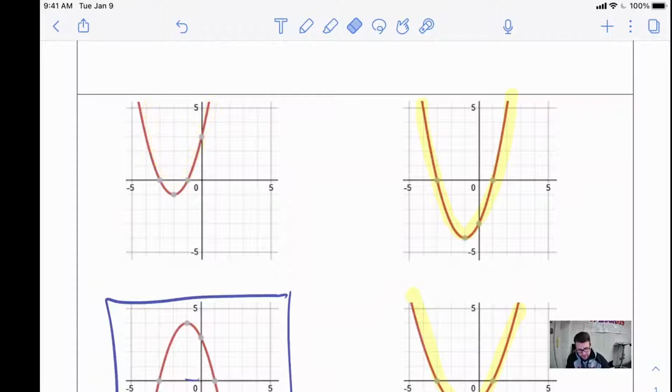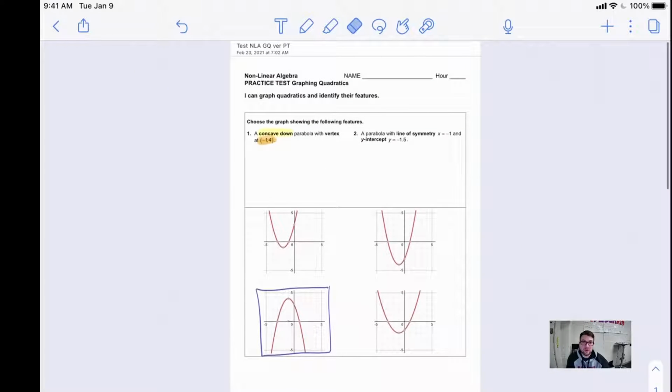Nice job. And like I said, just using your information kind of smartly, in that one, just looking at the concave down piece allowed us to eliminate all the options except for the right one.